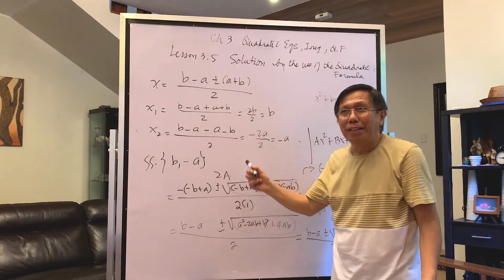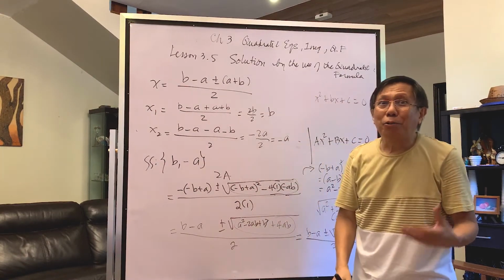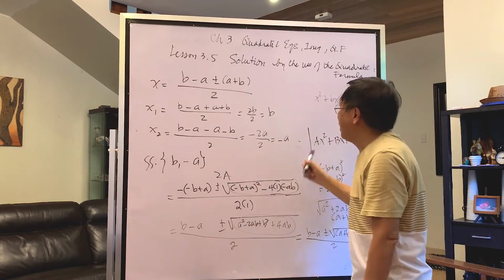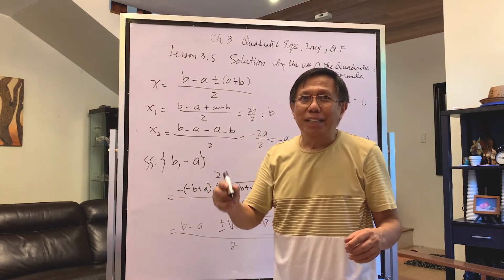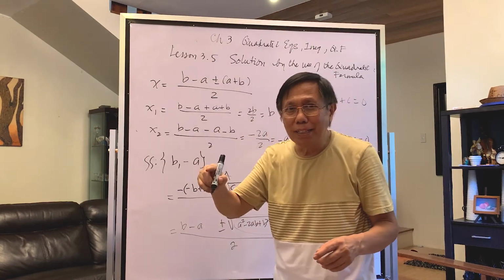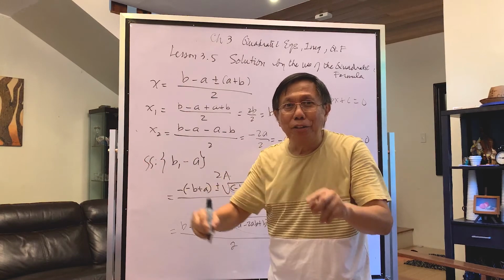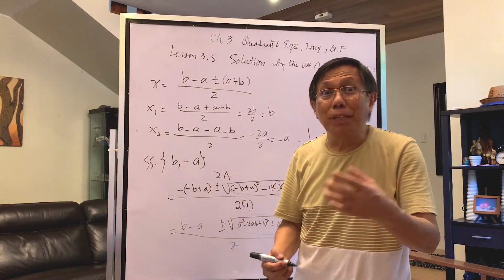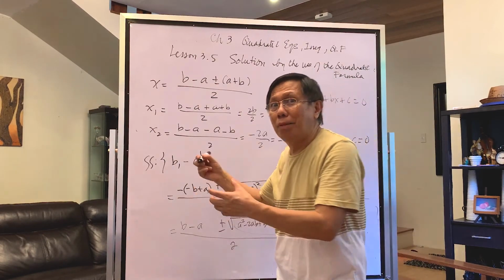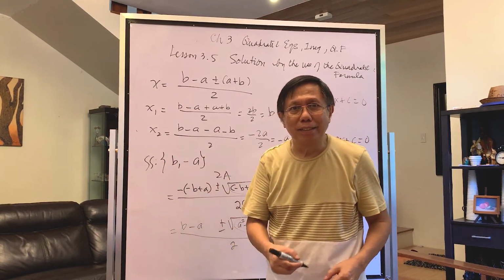So here we go. Using the quadratic formula requires you just to memorize the formula. What's the formula again? x equals negative b plus or minus square root of b squared minus 4ac all over 2a. You should be able to derive that formula using the completing the square methods that we have shown you. There are two ways of deriving the quadratic formula.